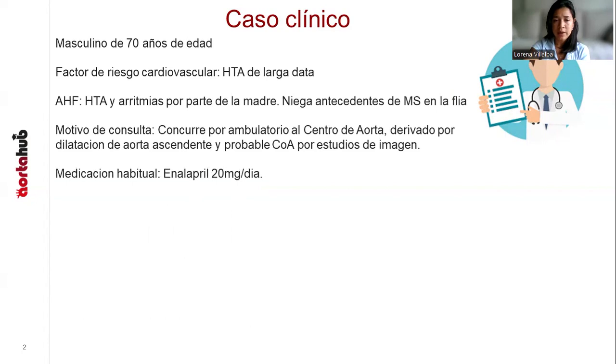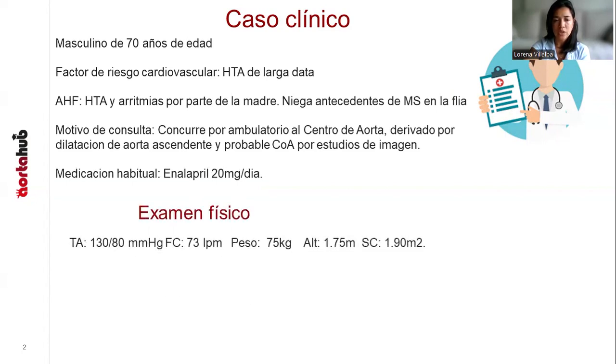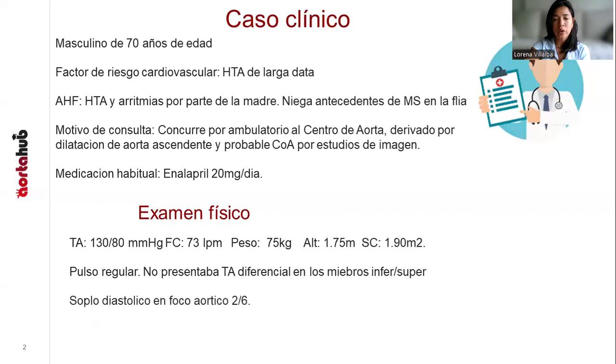As for his usual medication, he was taking 20 milligrams of April daily, and the physical examination showed a blood pressure of 130 over 80 millimeters of mercury. His heart rate was 73 beats per minute, he weighed 75 kilograms, and his height was 1.75 meters, with a body surface area of 1.9 square meters. A regular pulse was seen with no differences in the upper limbs versus the lower limb. At the cardiac level, a diastolic murmur was heard at the aortic focus 2.6, and at the respiratory level, there was good bilateral air entry without added noises.